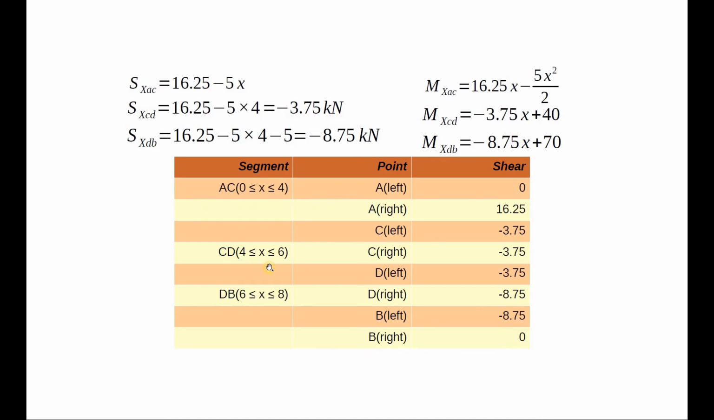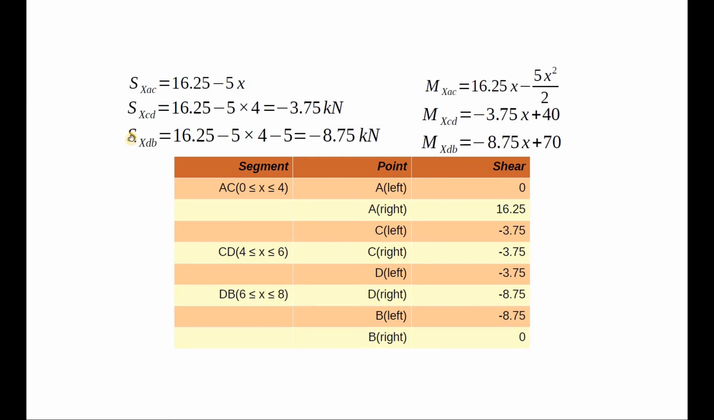It will be quite convenient for us if we list all the expressions for shear force and bending moments for different sections and construct tables listing values. It will be super easy for us then to plot shear force and bending moment diagrams referring to these tables.